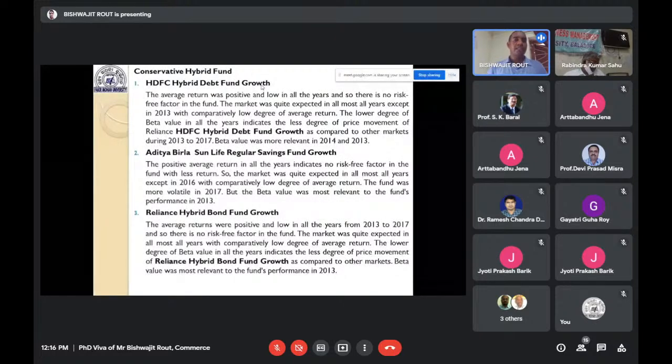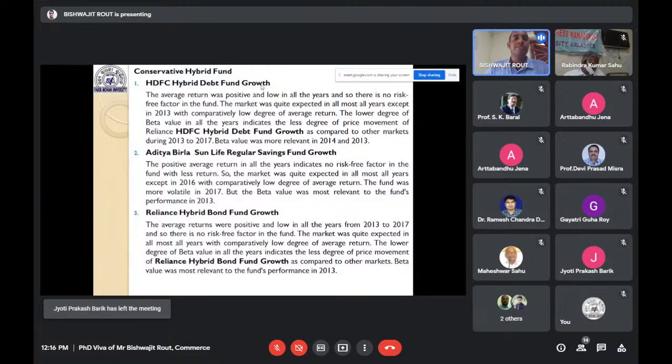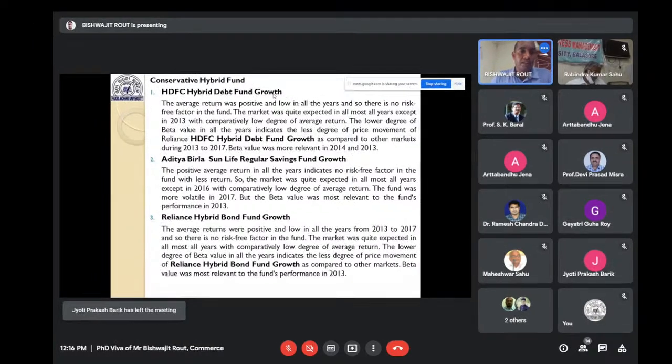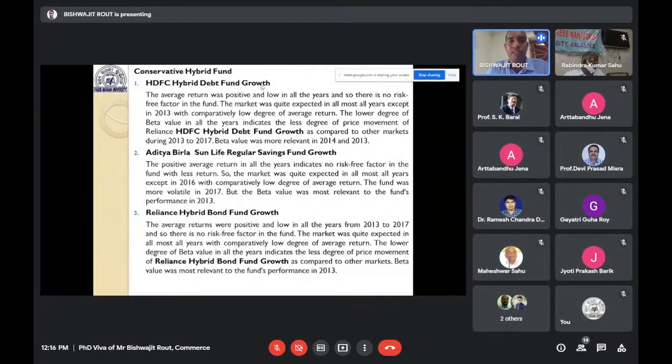So next category is hybrid fund. The first company in that category is HDFC Hybrid Fund. The average return was positive and low in all the years, and so there is no risk factor in that fund. The market was quite expected in almost all years except 2013 only, with comparatively low degree of average return.